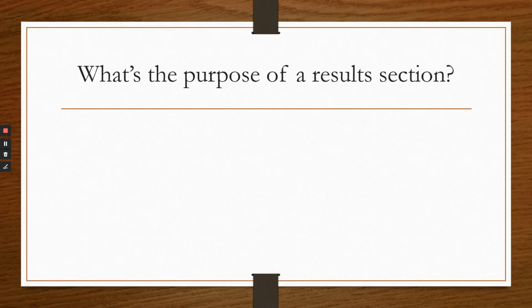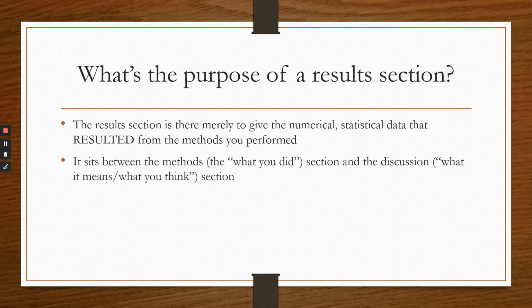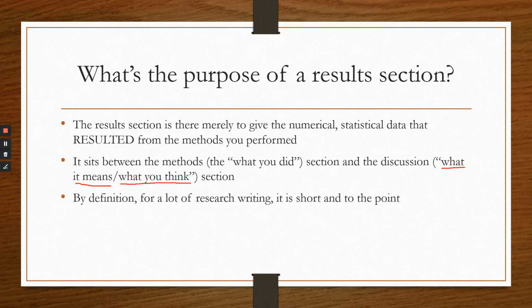So what's the purpose of a results section? The purpose of a results section is to give you the numerical statistical data resulting from the methods, or from the research that you did. It's really simple. It sits between the methods section, which is what you did, and the discussion section, which is really the only place where you talk about what you think or what it means. So resist the urge in the results section to do a lot of talking. It's supposed to be boring. It's supposed to be dry. It's supposed to be just the facts. This is scientific writing, okay? It's short and to the point.